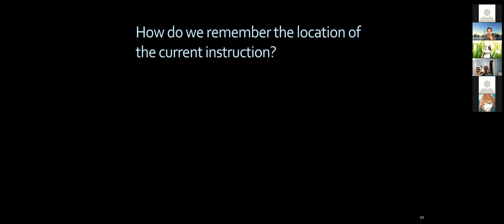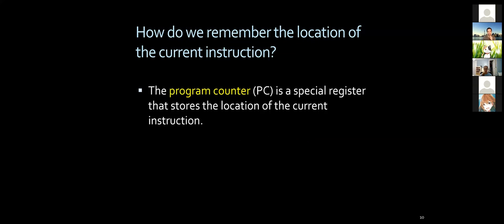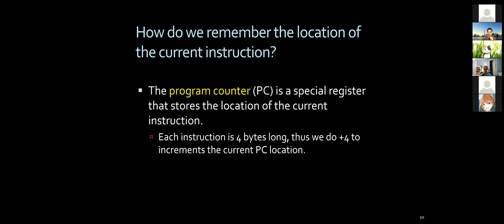So how do we remember the location of the current instruction? That's the first question we need to understand. That's the program counter, the PC, a special physical register in your hardware that stores the location of the current instruction. It tells you where you are right now when you execute your code. In most architectures, all instructions, for simplicity, are 4 bytes long. So if I want to go to the next instruction, we typically do +4 to increment the current PC location.